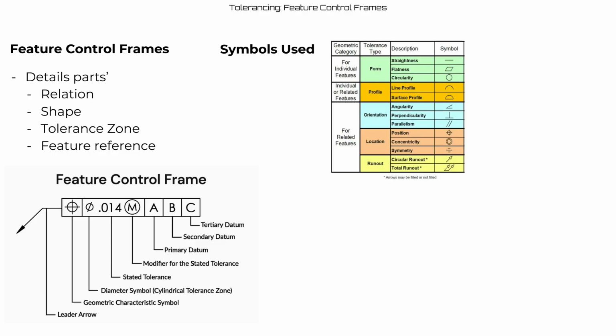Okay, so runout. Circular runout is basically just circularity of a feature. You're only caring about circularity. You're not thinking about whether this entire thing is a straight cylinder. What's going on in the chat right now?